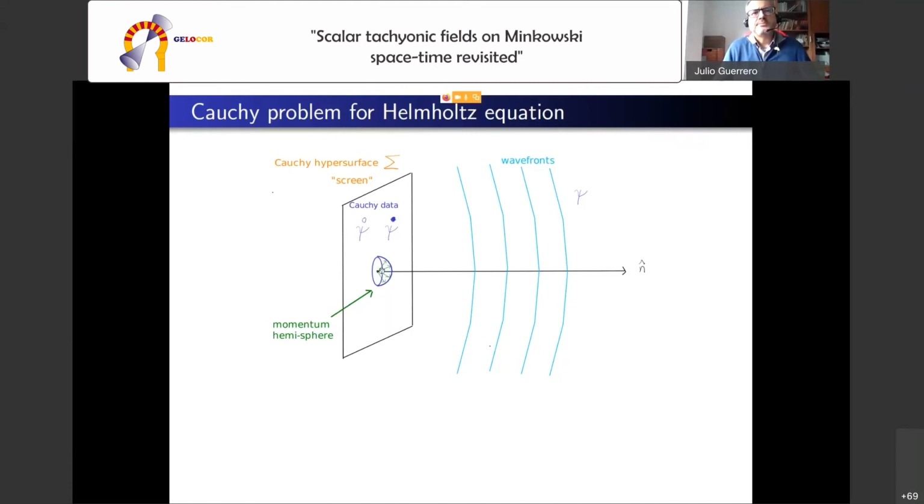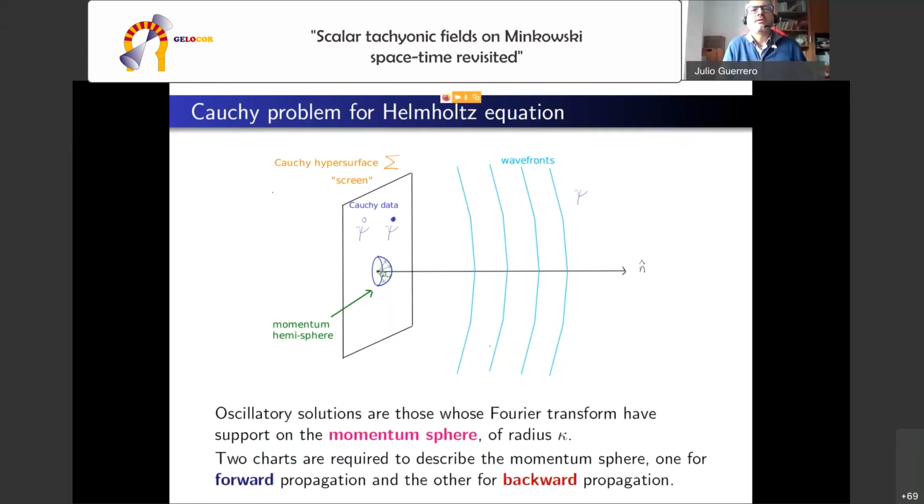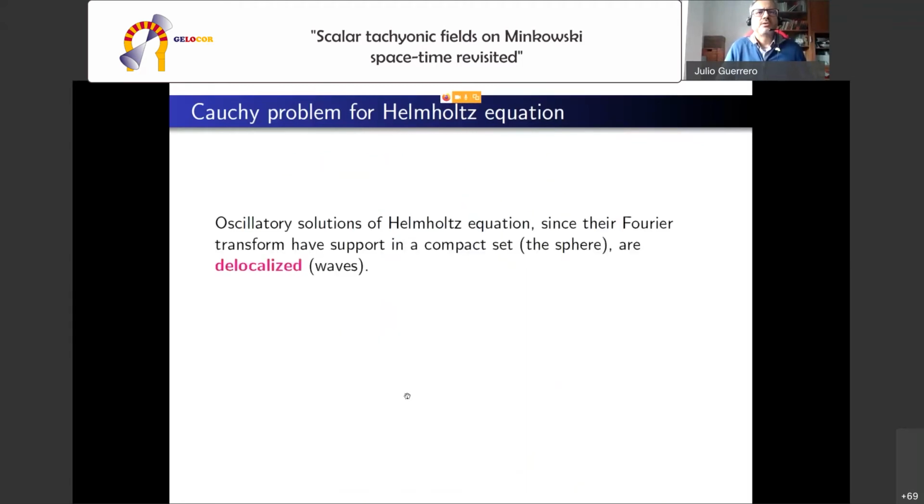Okay. So in this case, the Fourier components of the field will lie in a sphere, and we need the two halves of the sphere, the two hemispheres, to describe a complete solution. We cannot take only one half of the sphere. We need both of them. So since the sphere is non-trivial topologically, it will require two charts, and we need both charts to describe an arbitrary solution of the Helmholtz equation.